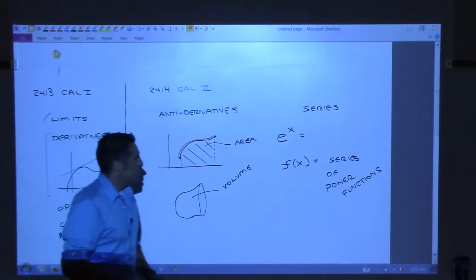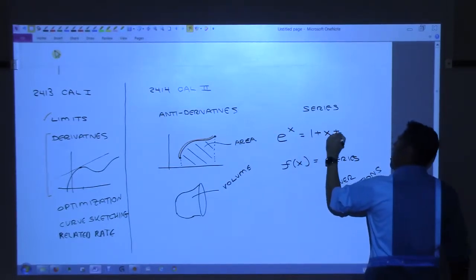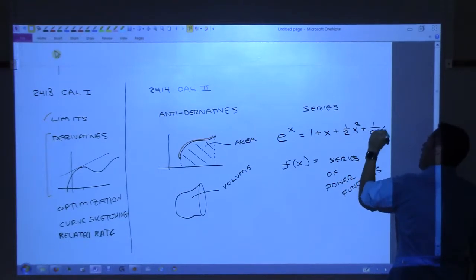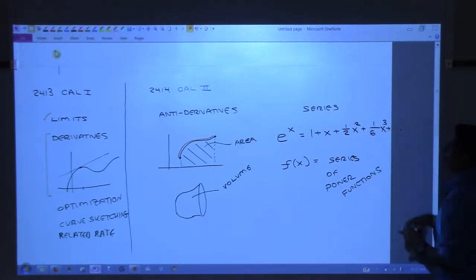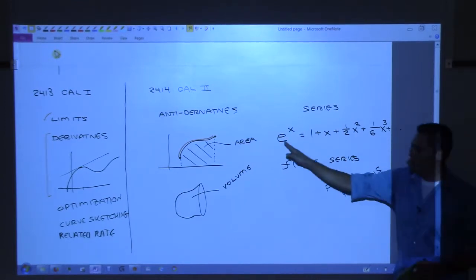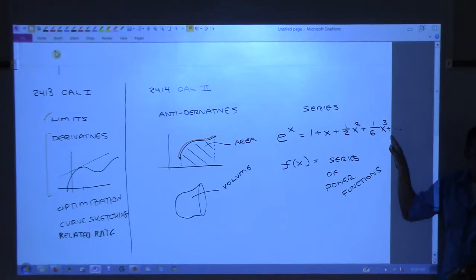Well, what we'll learn is that this right here is actually the same as 1 plus x plus 1/2 x squared plus 1/6 x cubed plus, and this actually goes forever, right? It's an infinite series of power functions. See how each of these is a power function? Every function can be written as an infinite series of power functions. And these are what we call Taylor or Maclaurin series.